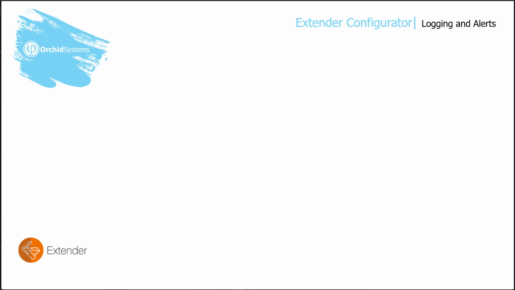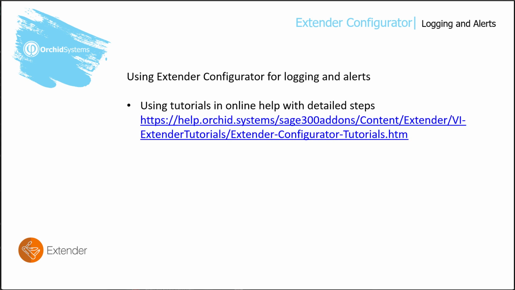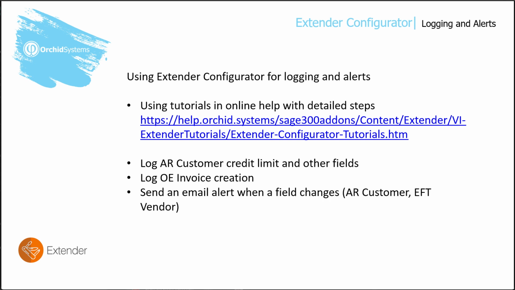In the first part of the webinar, we will go through key steps to set up Extender Configurator. We start with a database, which is SAM Limited, where the latest product update of Extender is activated. And we're going to use the tutorials in the online help with the detailed steps to create a log for AR customer credit limit and other fields, log the OE invoice creation, and we're also going to be sending email alerts when a field changes in AR customer and EFT vendor, demonstrating that you can configure Extender to work with Sage 300 core modules as well as SDK modules.